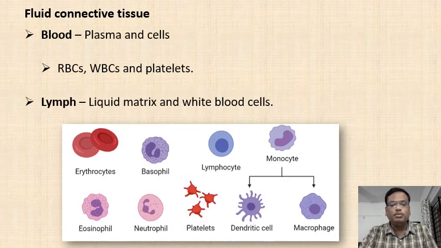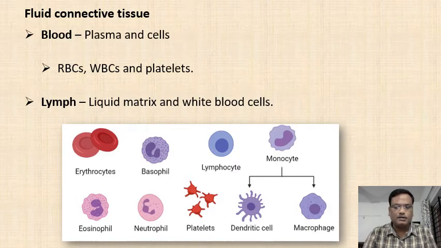And WBCs, the different kinds like basophils, lymphocytes, monocytes, neutrophils, and eosinophils, are all commonly called white blood cells, or leukocytes. They are cells of the immune system, mainly involved in the immune response to the entry of pathogens. They destroy the different kinds of pathogens that enter the body. And platelets are mainly involved in clotting of blood.